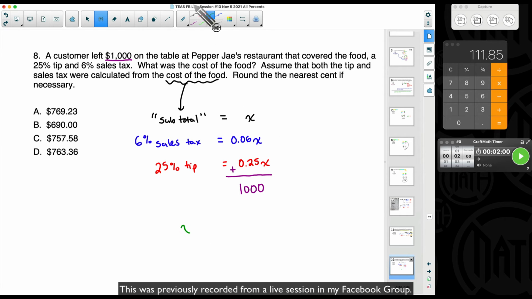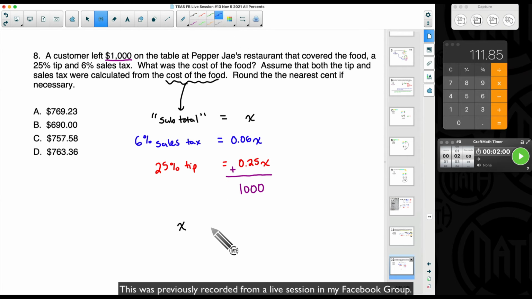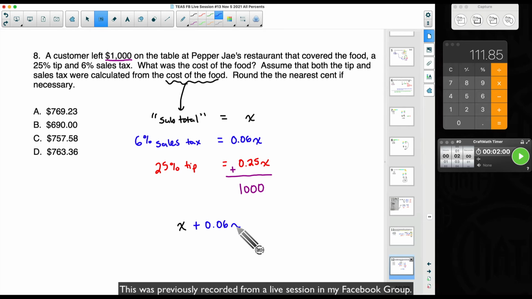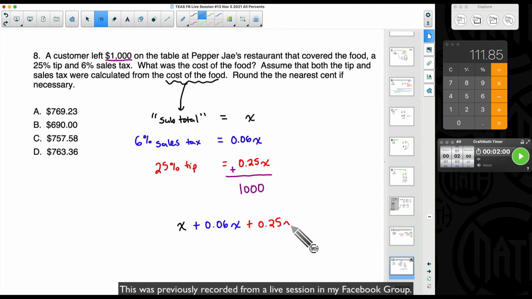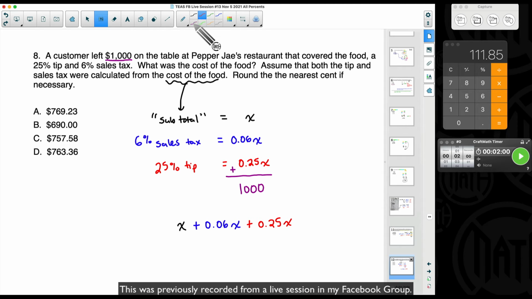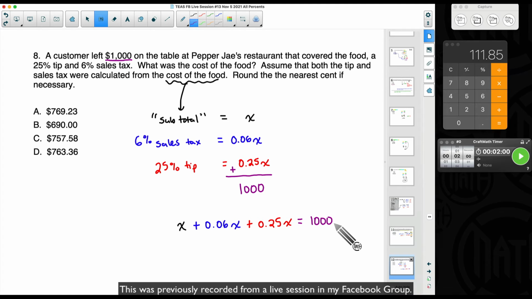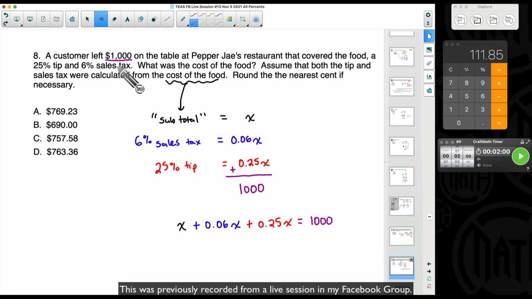So the cost of the meal, let me keep my colors the same. Cost of the meal, x. That's the subtotal. Plus the sales tax, that's 6% of that subtotal. Plus the tip, 25% of this subtotal that we don't know. And then finally, we add all this together. That's going to be equal to that $1,000. And again, that's because that $1,000 covered everything. It covered the food, the tip, and the sales tax.